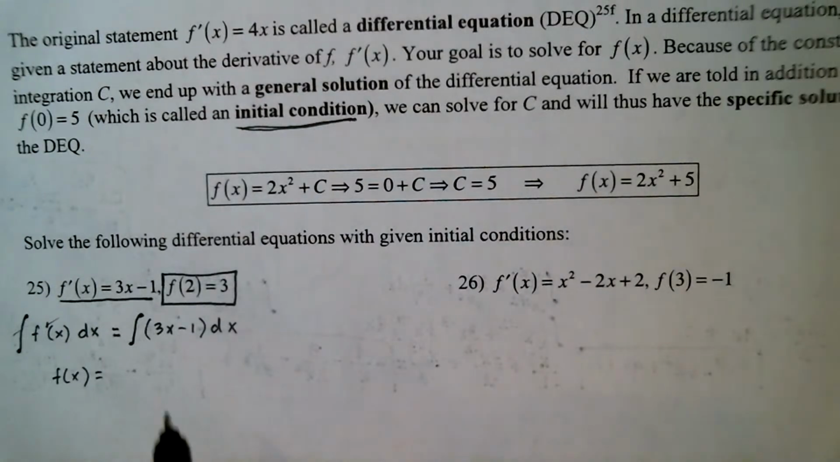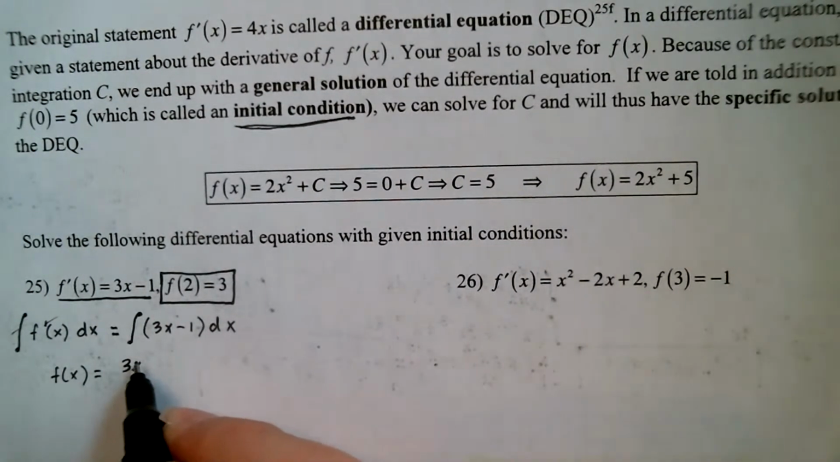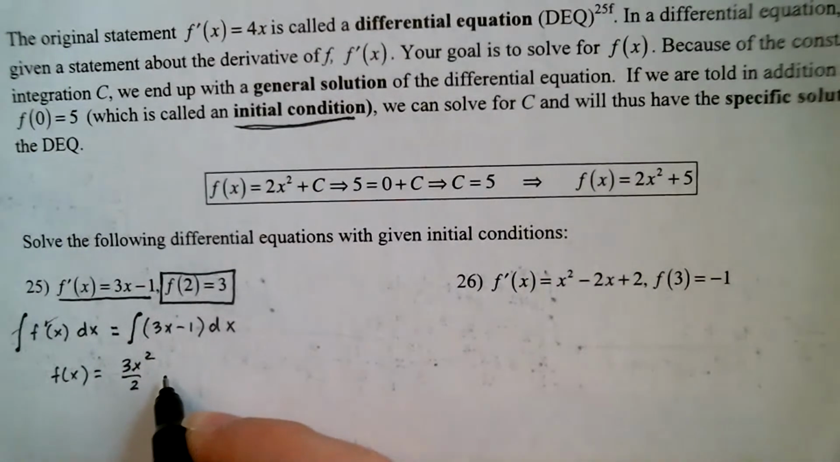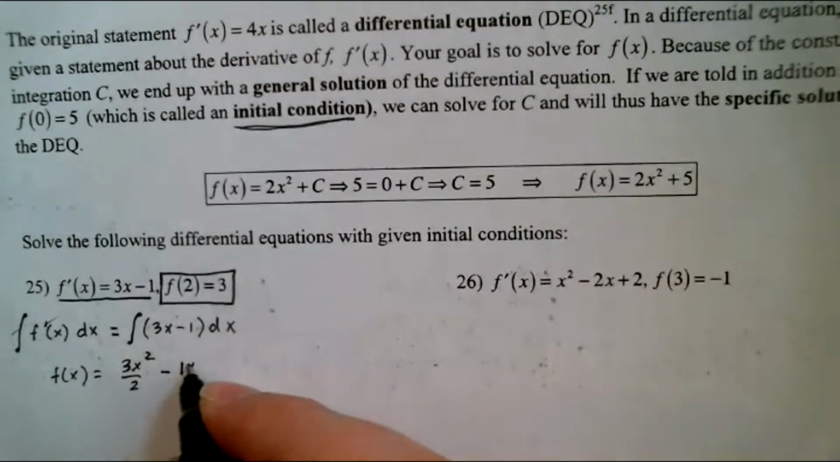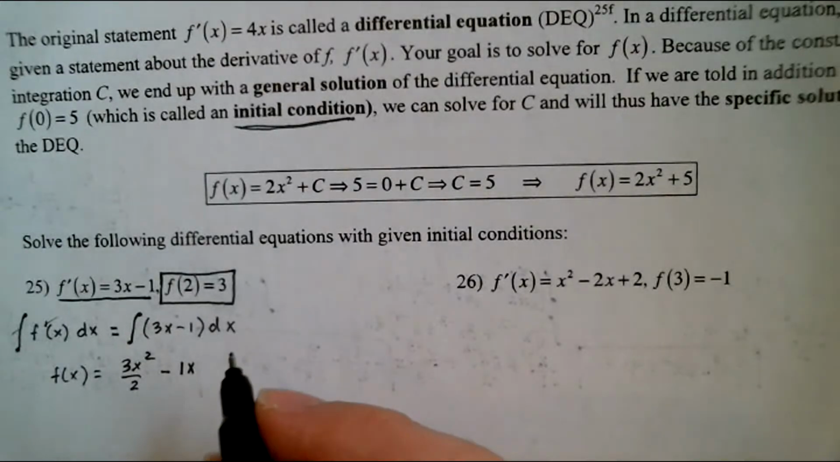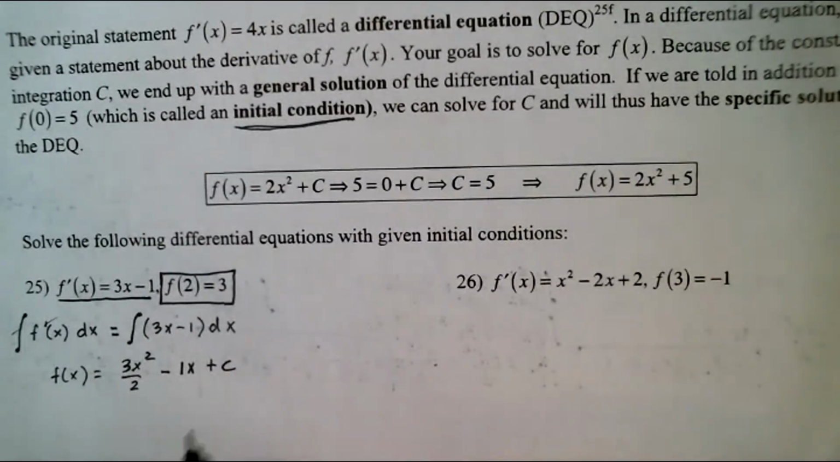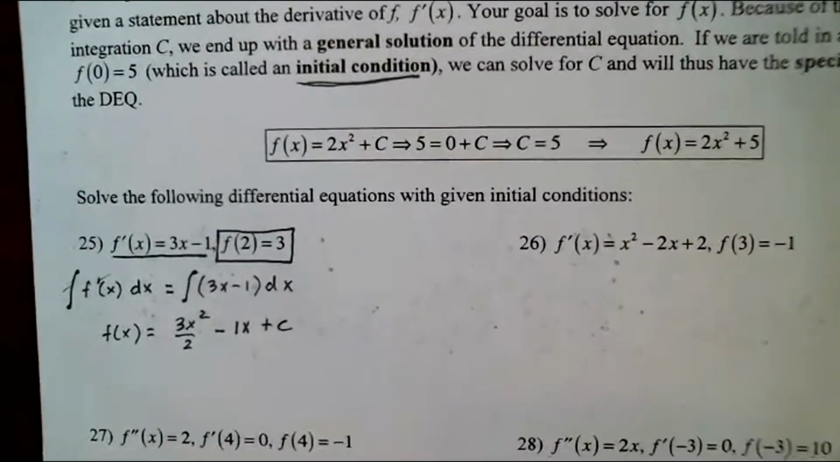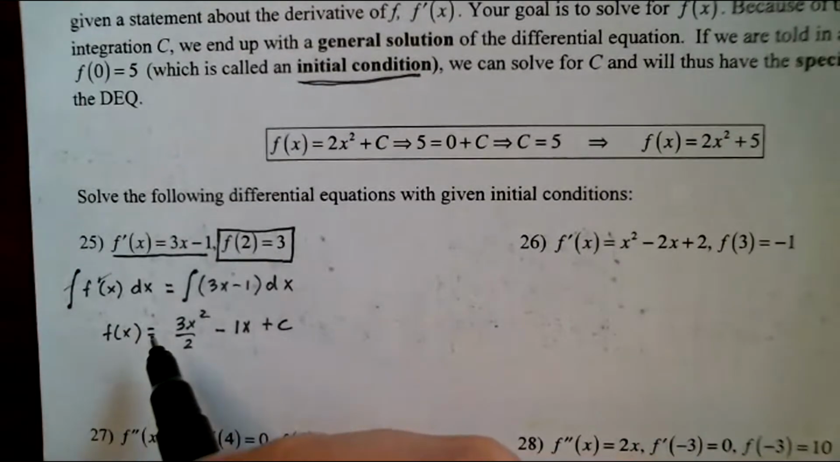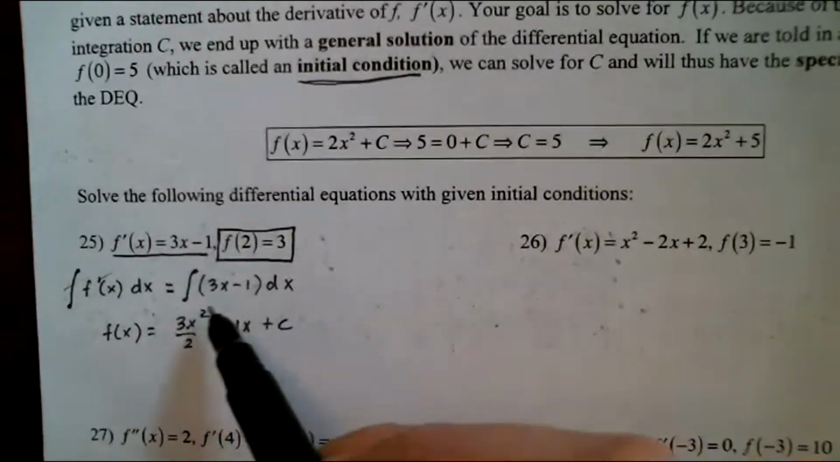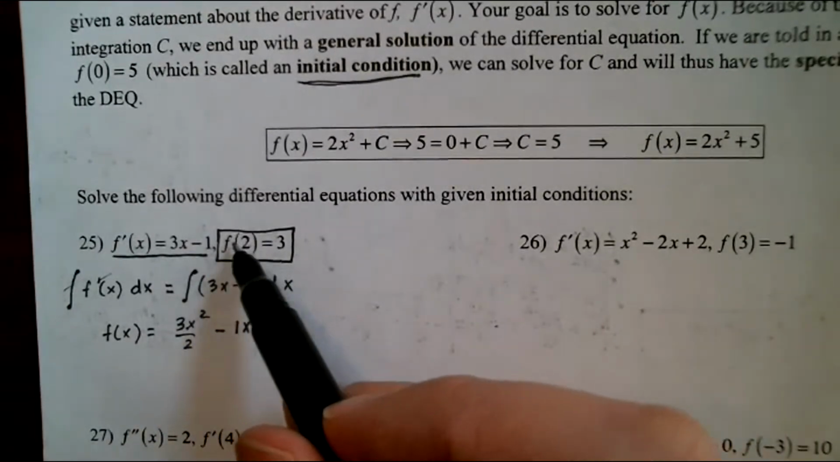So we would just say 3x squared over 2, and then just simply minus 1x. Just add an x to a constant. And then don't forget about plus c. All right. So then from there, we plug. So this is what we have. Can't simplify it anymore. So now I plug 2 in.